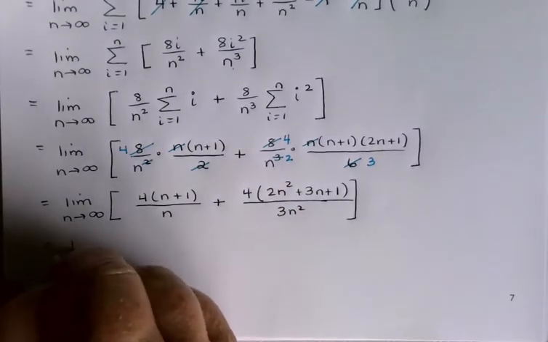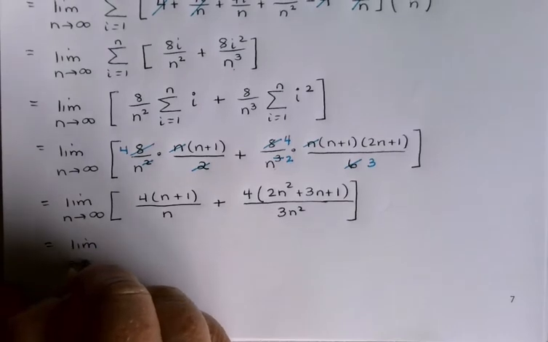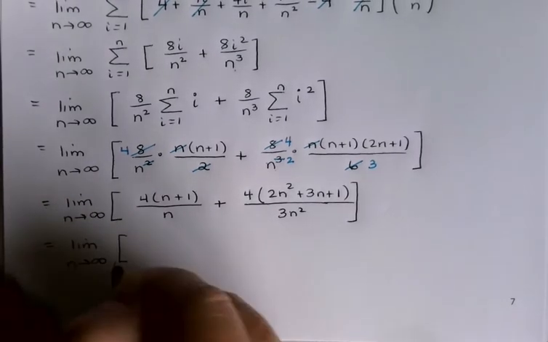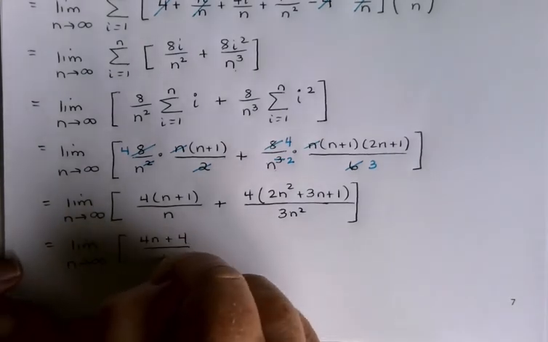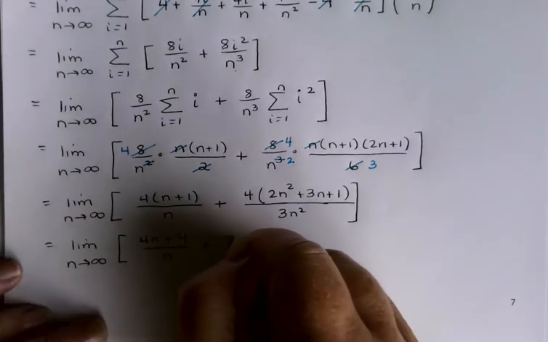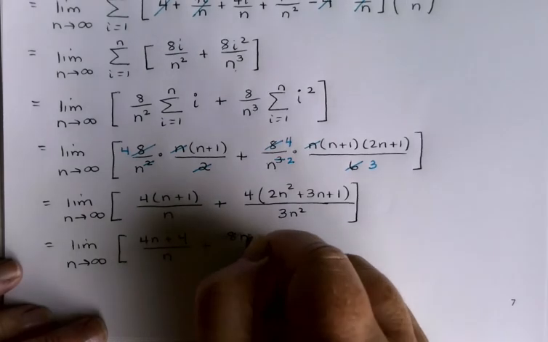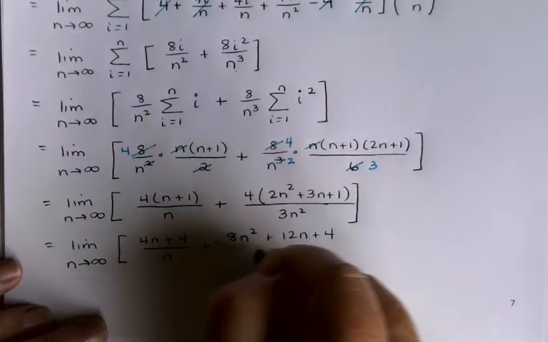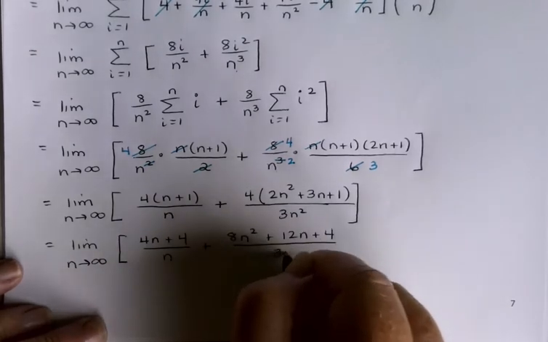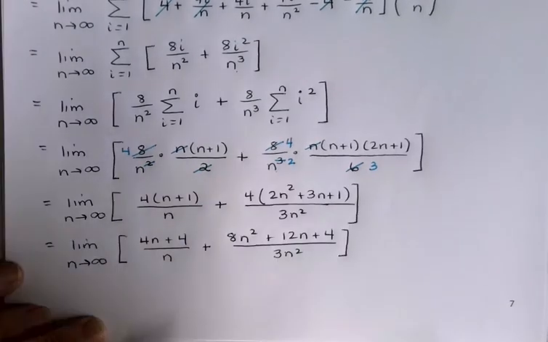All right, we're getting close now. Finishing my algebra, I'd have 4n plus 4 over n, plus 8n squared plus 12n plus 4 over 3n squared.